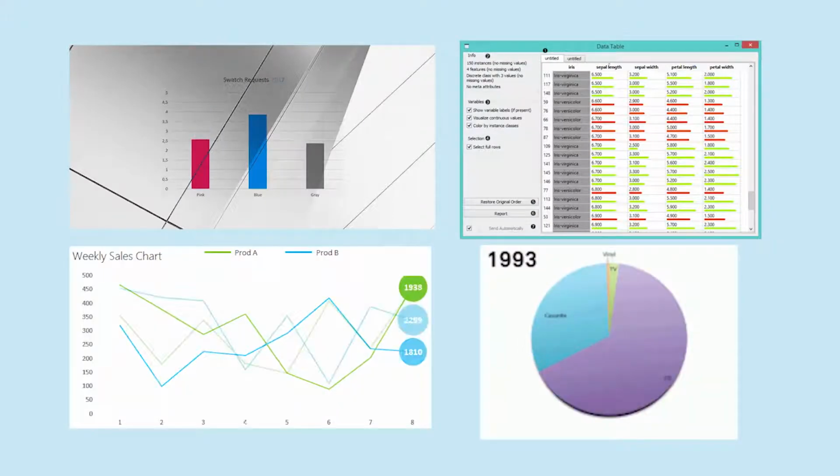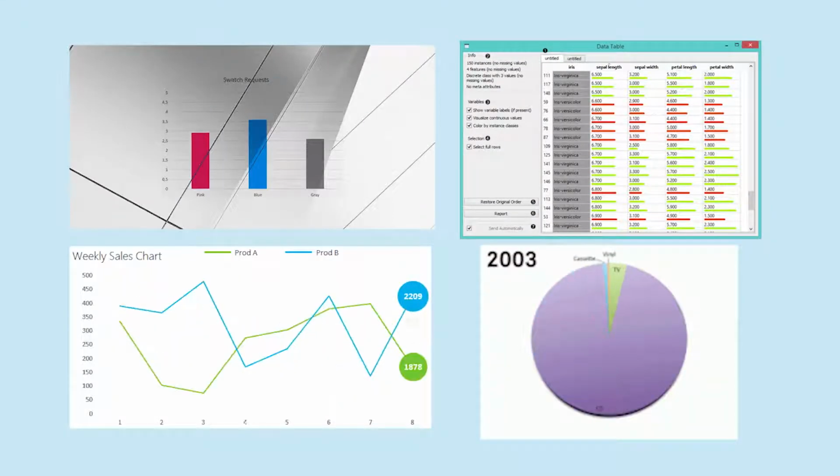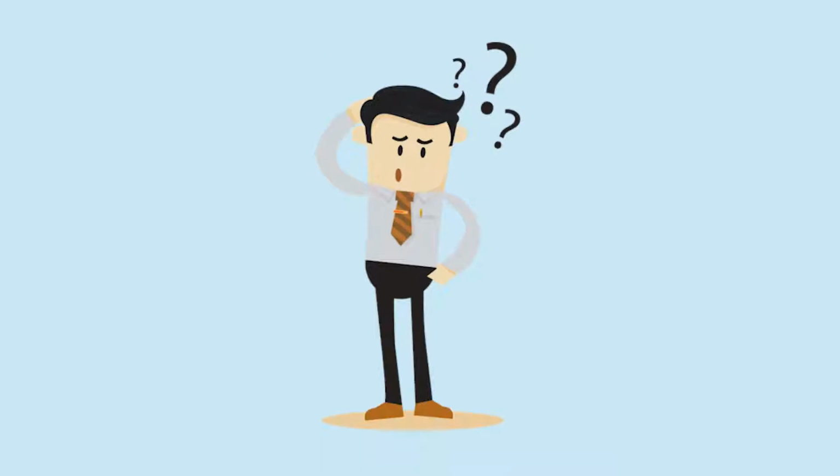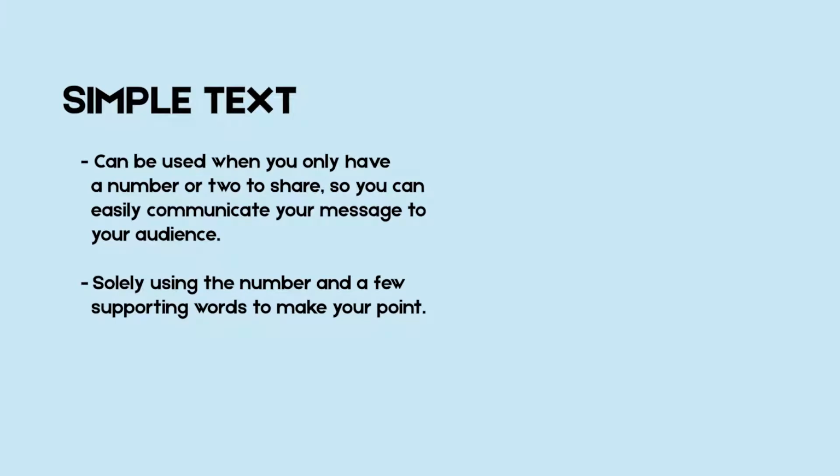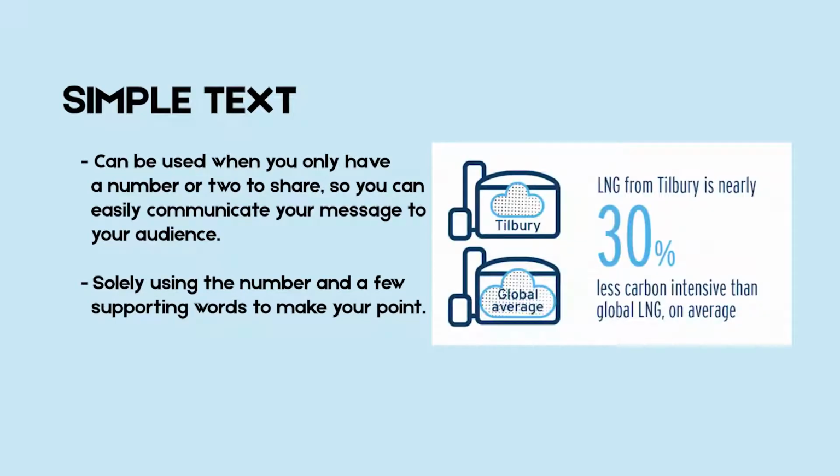Now let us discuss the visuals that are commonly used in data presentation. The first one we're going to talk about is the simple text. Sometimes we use too many images or graphs to present our data, and sometimes it results in our audience being lost in the endless photos. As an alternative, we can use simple text whenever we only have a number or two to share. In this way, we can clearly communicate our message to the audience.